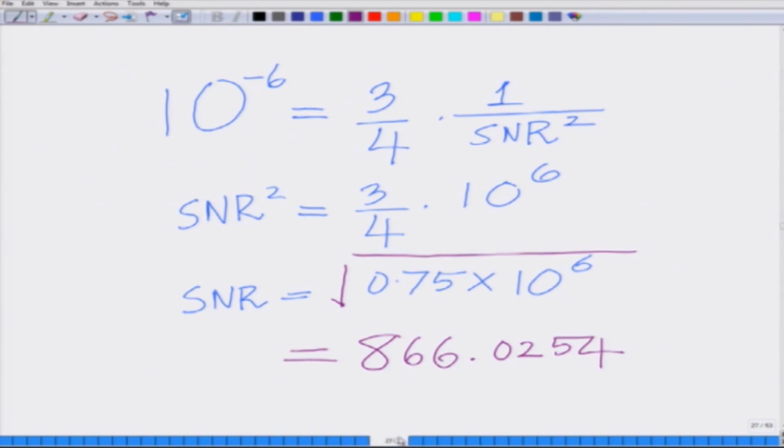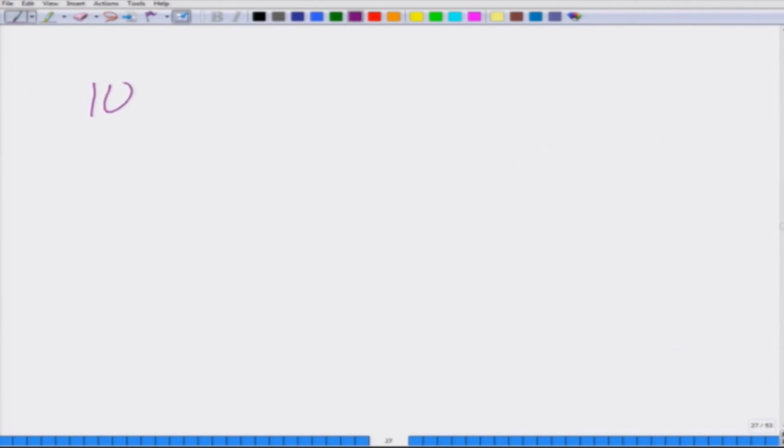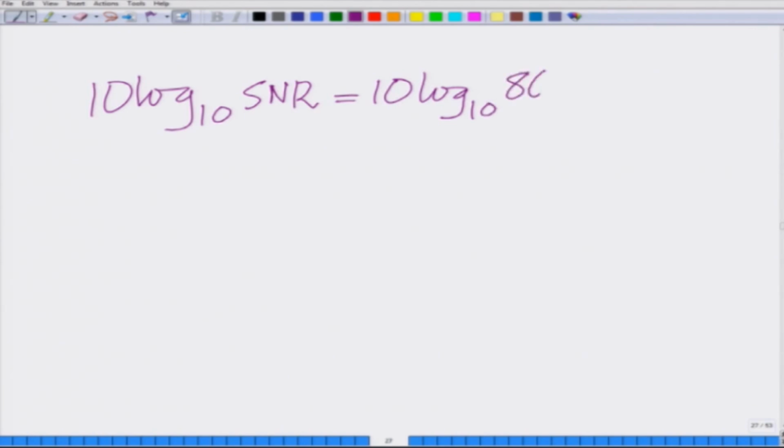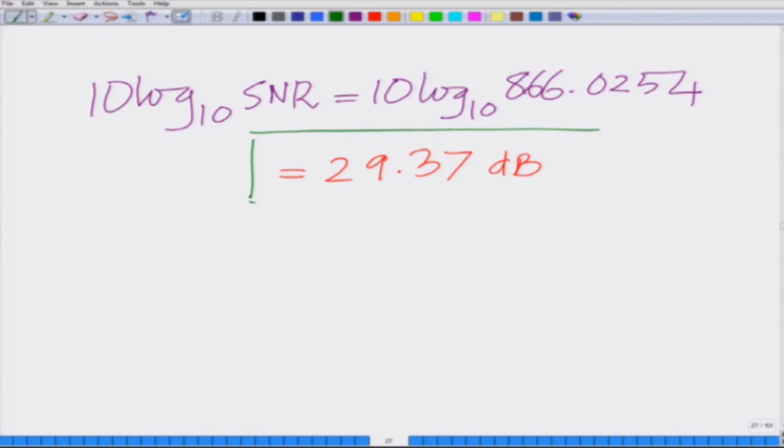Now we want to convert this into dB. Therefore, the SNR in dB is 10 log 10 of SNR, which equals 10 log 10 of 866.0254, which is basically equal to 29.37 dB. So, the SNR in dB required to achieve bit error rate of 10 to the power of minus 6 with L equal to 2 antennas.